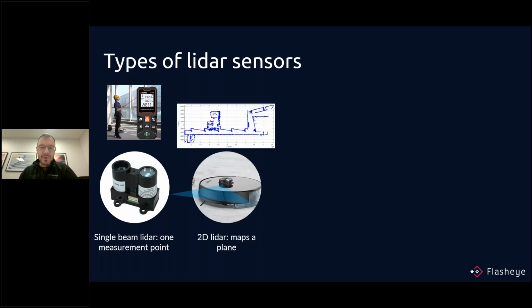Then we have 2D LiDARs. Imagine taking the previous one, spinning around 360 degrees, and you trigger the measurement at a known angle, and then from these known angles you can basically draw a plane. Those kinds of sensors are super popular currently in robotic vacuum cleaners. As you can see, they are installed in vacuum cleaners for mapping, for obstacle avoidance, and so on.